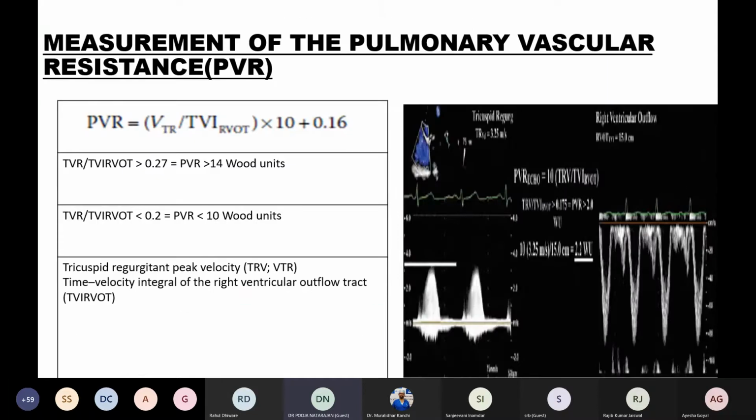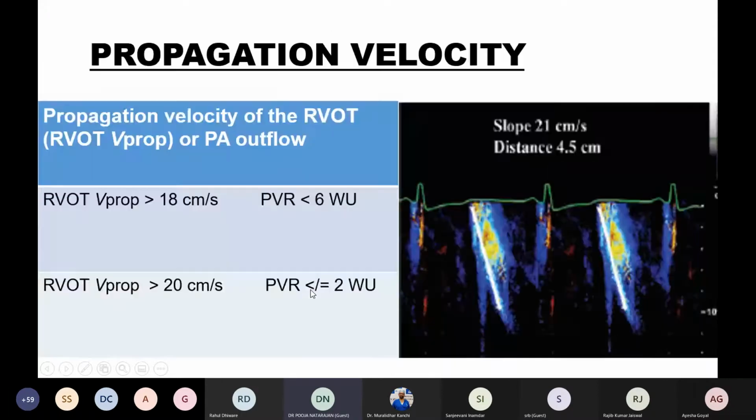So the other things which we can calculate on echo are the pulmonary vascular resistance. So the velocity of the TR jet and the VTI of RVOT, multiplied by 10 plus 0.16. So anything which is more than 0.27, we can consider PVR of more than 14 Woods. So this is how we can assume.